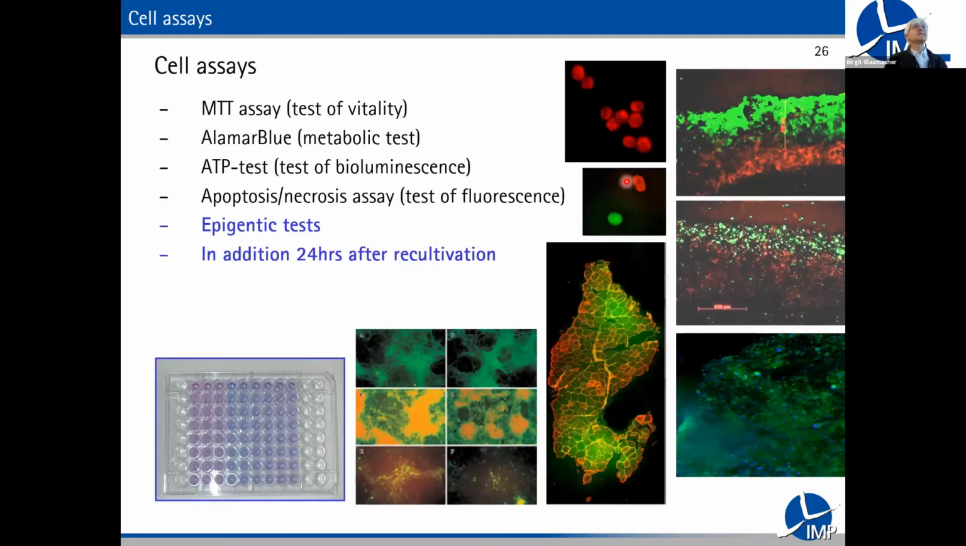The other assays, cell assays, were the ones that we already heard about, the MTT test to see viability, Alamar Blue, the metabolic testing. As a simple engineer, I know the green cells are the live cells and the red cells are the dead cells.